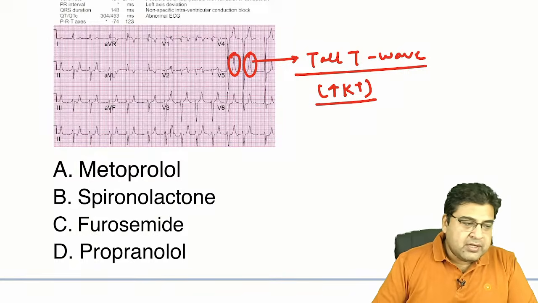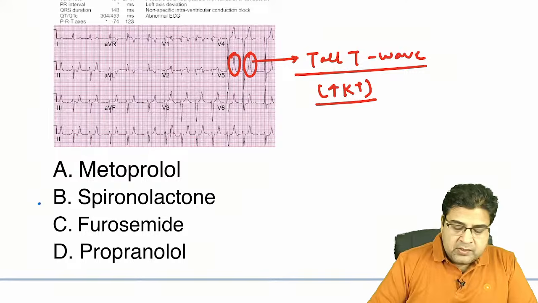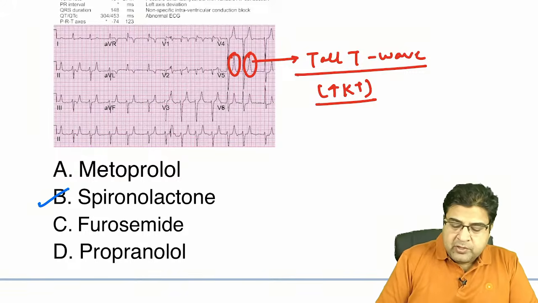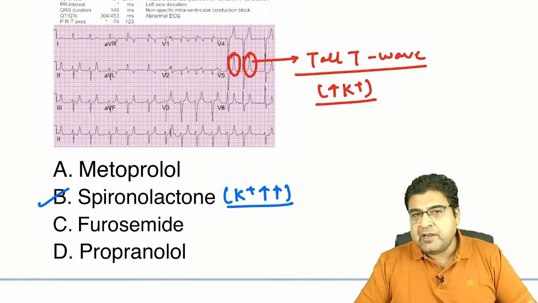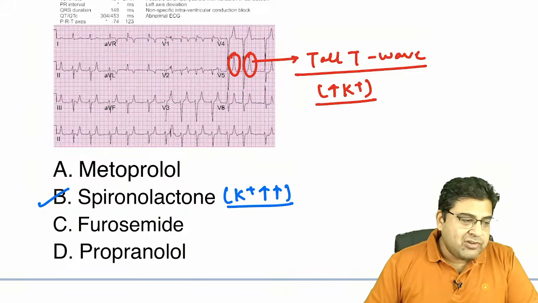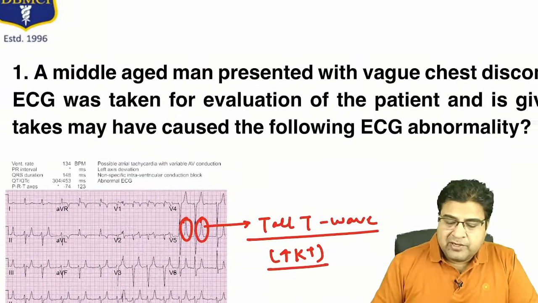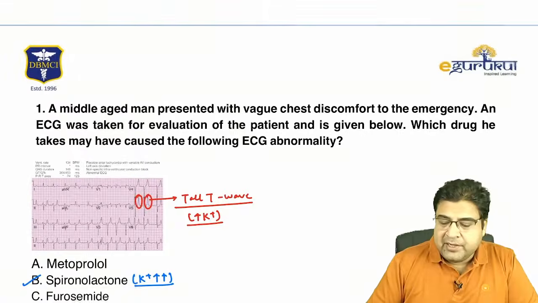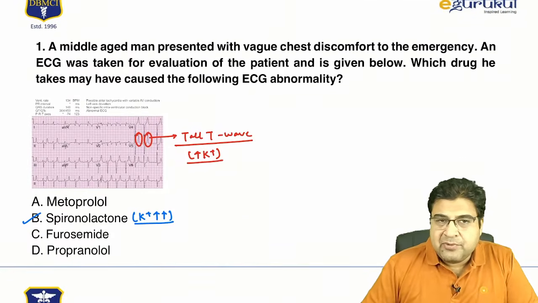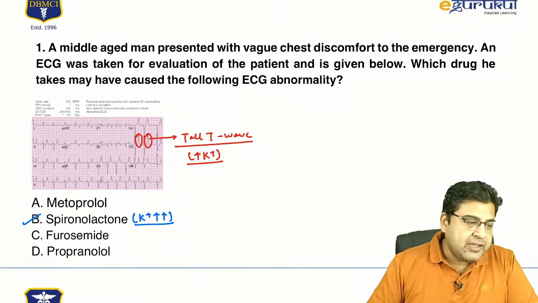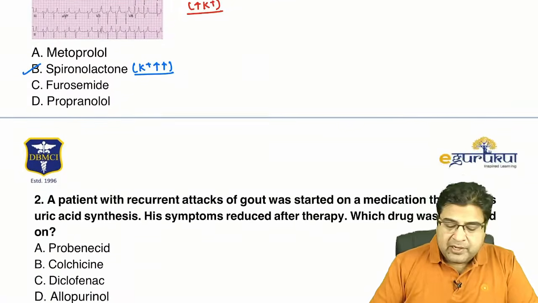So here the answer is spironolactone. Spironolactone is a potassium sparing agent. This medicine can cause hyperkalemia as a side effect, so a patient taking this medicine would be responsible for this tall T wave. If the patient is taking some diuretic and they ask which diuretic can cause tall T wave or hyperkalemia, the answer will be spironolactone.